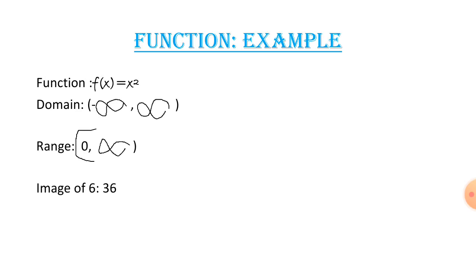Let us see the range of this function. The square of a positive number is also a positive number. The square of a negative number is also a positive number. The square of 0 is 0. Therefore, the range of the function x squared is given as the closed-open interval 0 to infinity. The image of the number 6 is nothing but its square. 36 is the image of 6 under the function f of x equal to x squared.